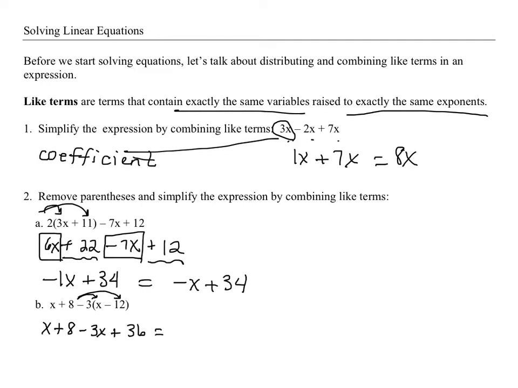So now we're going to combine like terms. Now there's a single x here, but that really means 1x. So I have an x, but I owe you 3 of them. So I still owe you 2 x's. And the 8, I have $8, I have $36, so I have a total of $44. And -2x and 44 can't be combined, so we leave it.